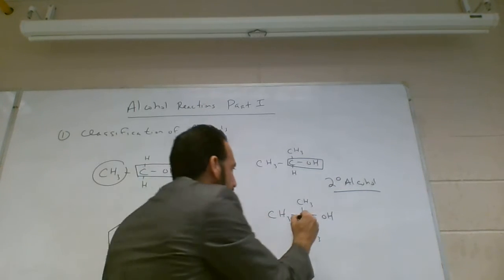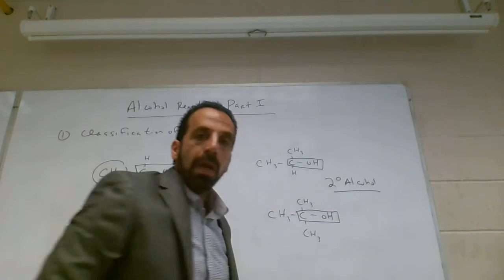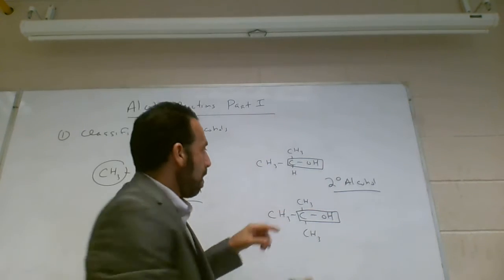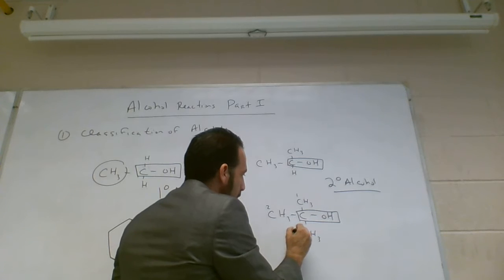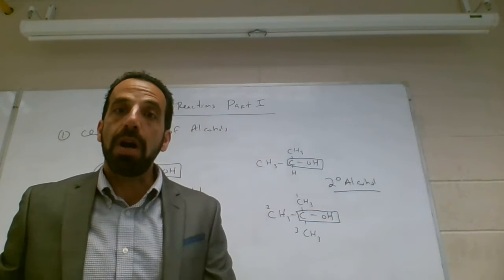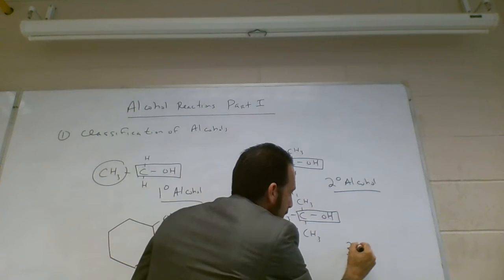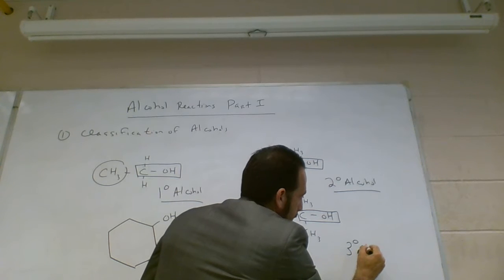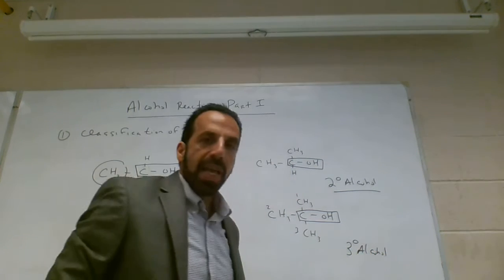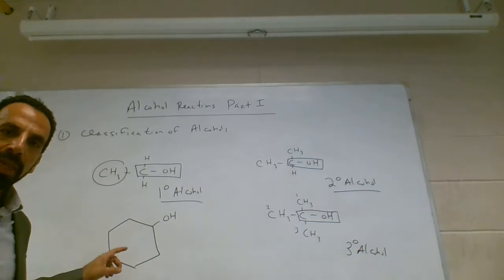Let's look at the third type here. This one right here, again, looking at that particular carbon right there, I've got 1, 2, 3. It's bonded to three other carbons. It's a tertiary alcohol.